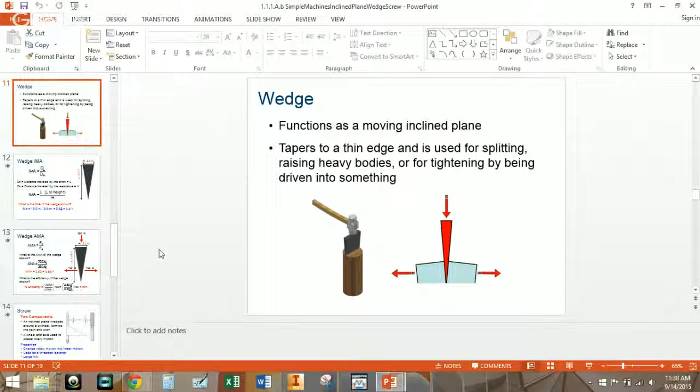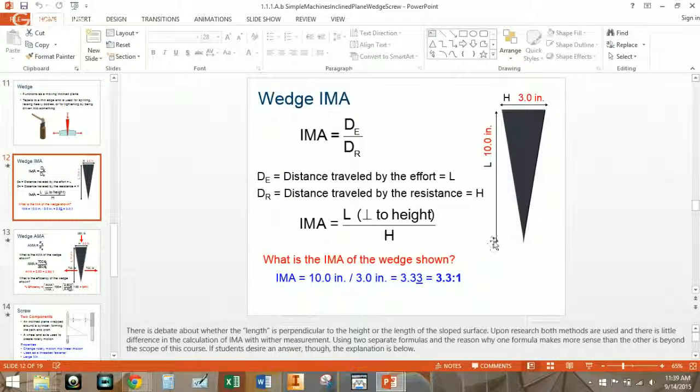Now for the wedge. A wedge is something we typically don't think about as a simple machine, but it's really just two ramps. It functions as a moving inclined plane. So the distance we move is from top to bottom, and then we move from side to side for our output distance, or our actual resistance distance. So here we go again.